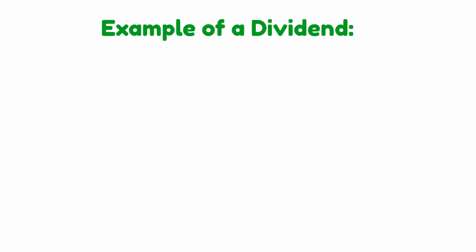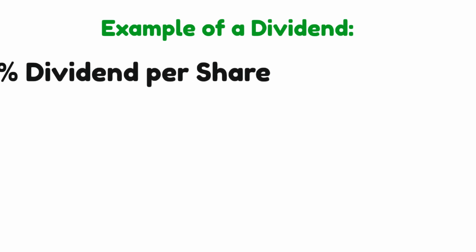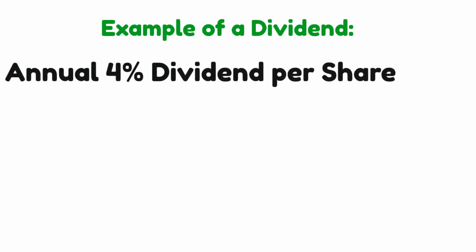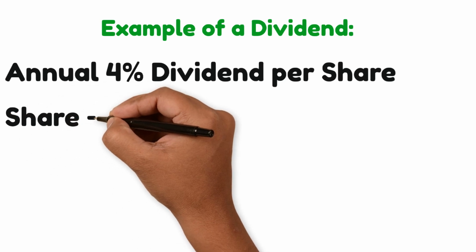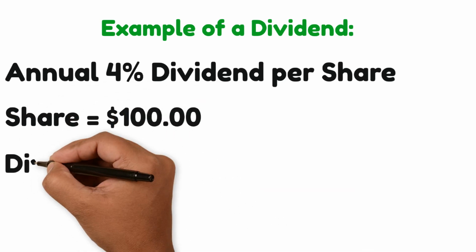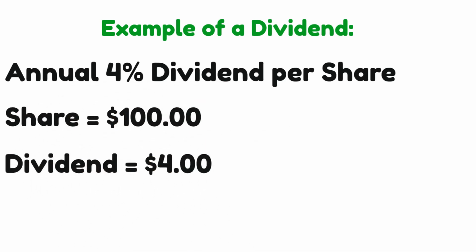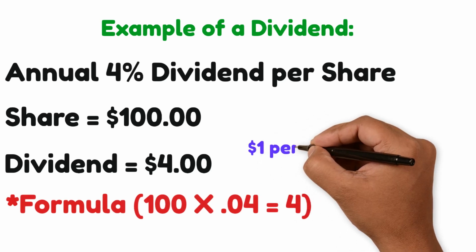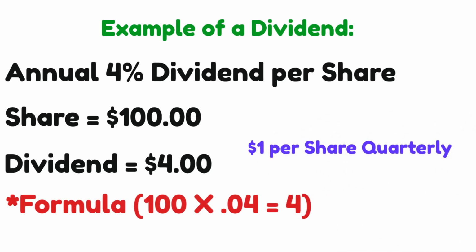Here's an example of a dividend. If a company's board of directors opts in for an annual 4% dividend per share, and each share is valued at $100, the dividend would amount to $4 per share per year. If distributed quarterly, each installment would be $1, totaling $4 per share annually.